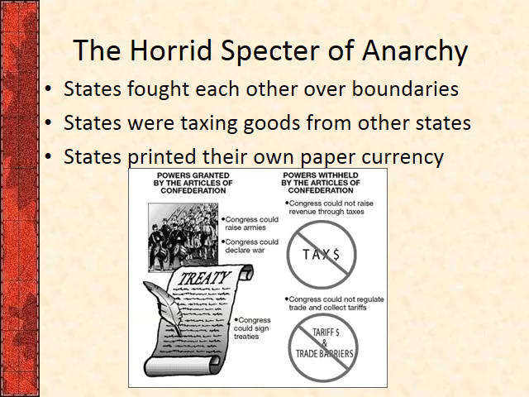States would actually put tariffs on imports from other states. So it's bad enough that you don't have a unified tariff tax system on foreign imports, but you'd have situations where Virginia would put a tax on North Carolina goods, and vice versa. So there was really no way that you could do business because you had to pay taxes every time you crossed a state border. In addition to that, the states all printed their own paper currency.